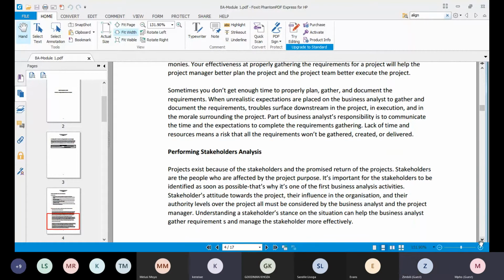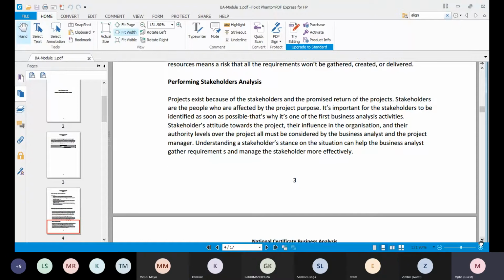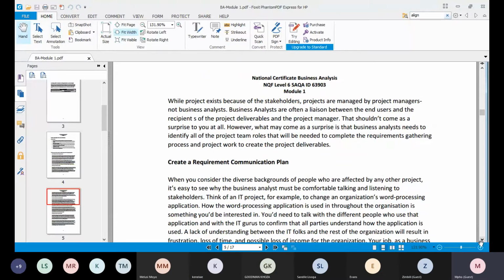And the second one, performing stakeholder analysis. A stakeholder analysis refers to doing intensive research on who is affected by the project, how they are affected, and what impact the project will bring into their lives or the system that you are going to analyze as a business analyst. Moving forward, do we have any questions so far? Okay, I'm going to move forward.